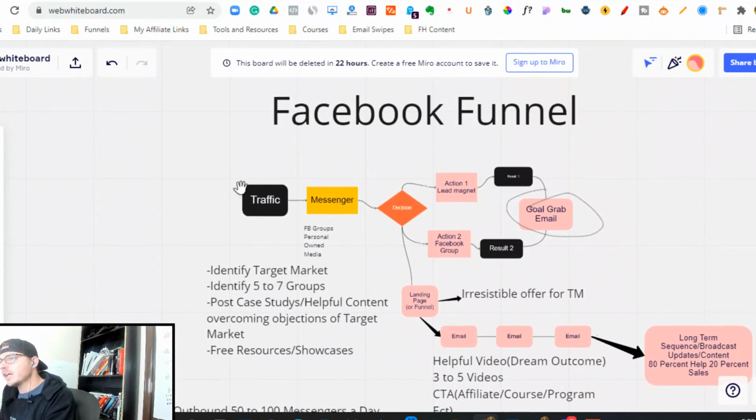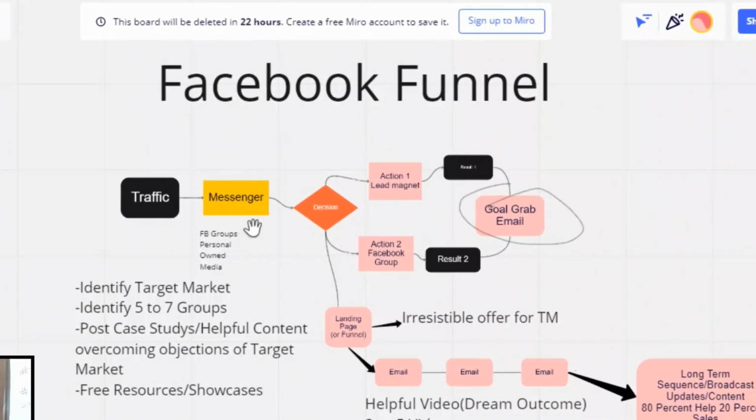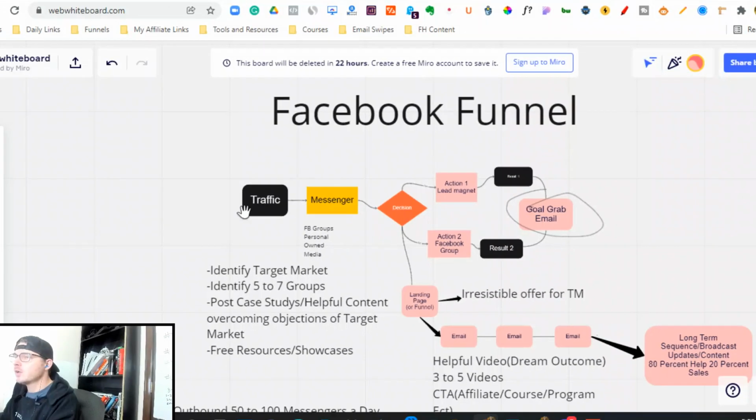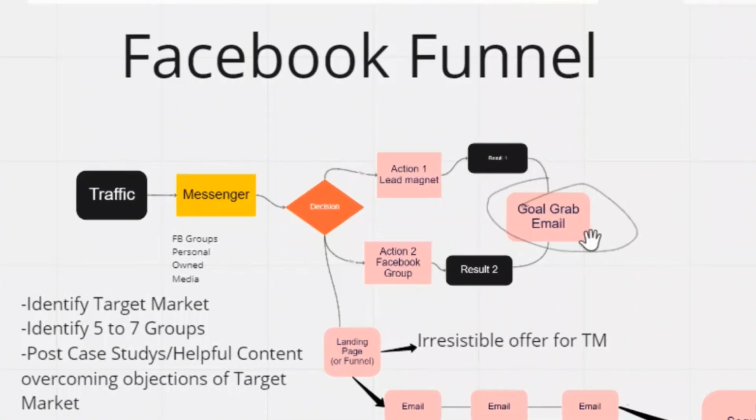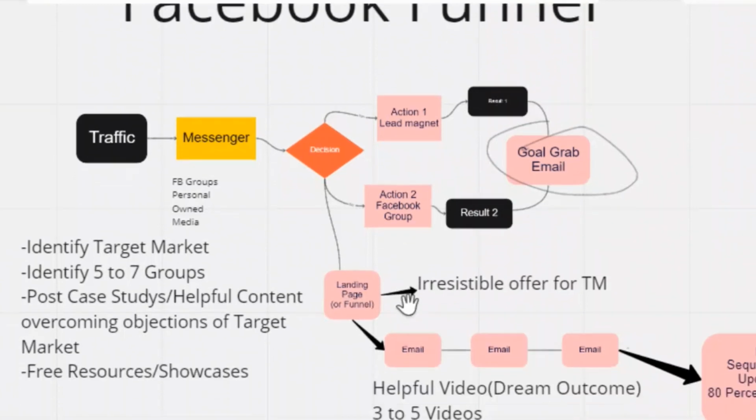We're going to grab this traffic from our Facebook groups, your personal account, your own media, that's like your email list. We're going to push them through Messenger. We're going to reach out and see if, for the problem they have, we can help them with a lead magnet or a software, or recommend something. If they say yes, we send that over to them. If they say no, okay, I've got some resources in my Facebook group. Either or, it really doesn't matter. The whole goal of this is to try and get them on your email list so you can push them to your irresistible offers.